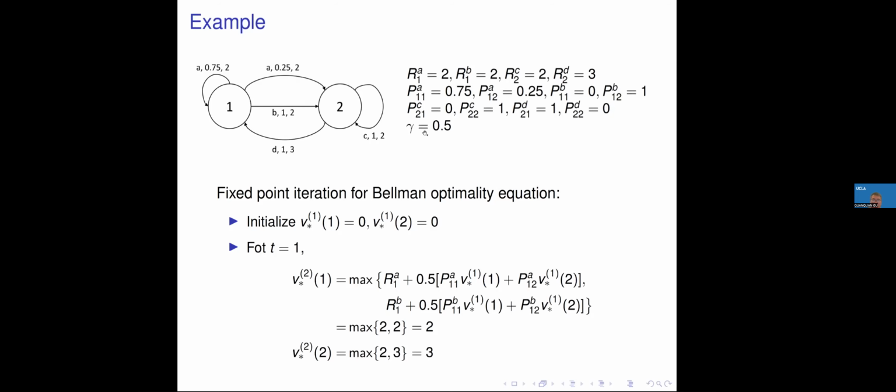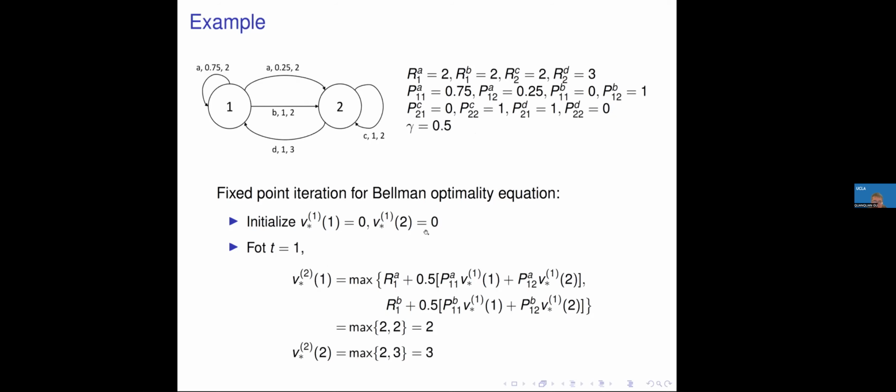And here, without loss of generality, we assume this discount factor equal to 0.5. Okay. So given this number, we can do value iteration. So the initial estimated optimal values are all 0. Okay. And then from this all-0 initial guess, we will just repeatedly apply the Bellman optimality equation.